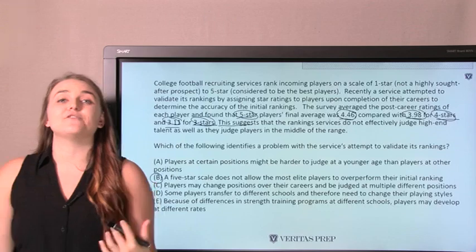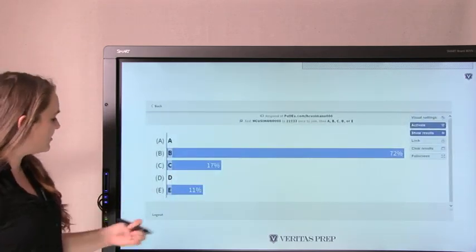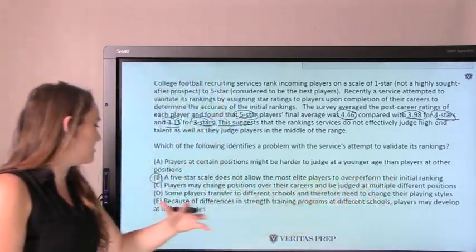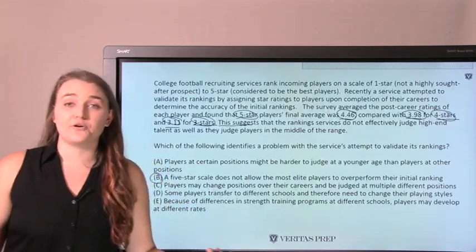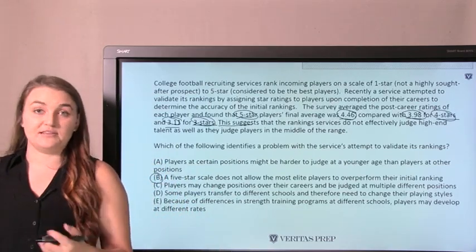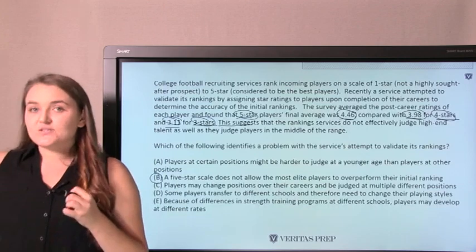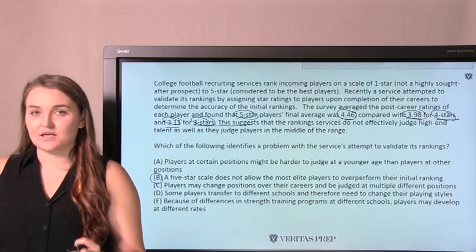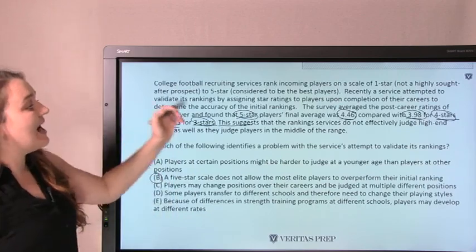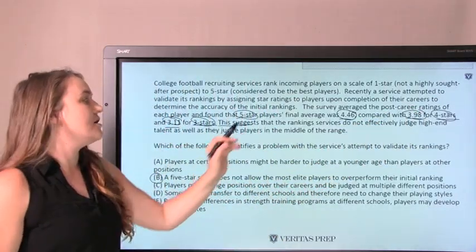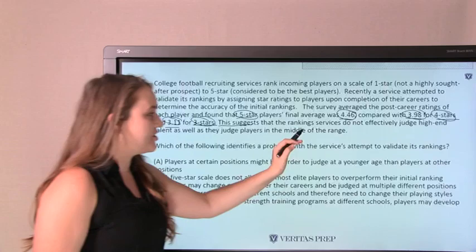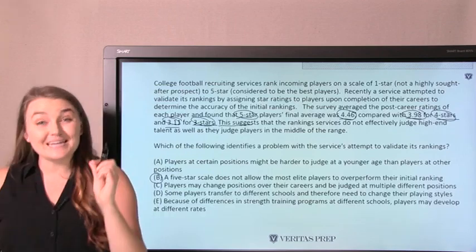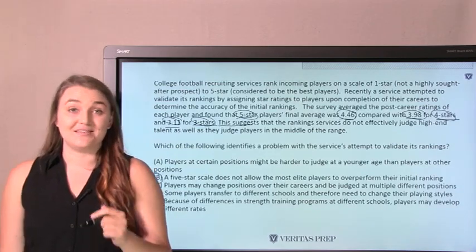For those of you who chose different answer choices along the way, we had several folks with C, a couple of folks with E. Players may change positions and be judged at multiple positions, or because of differences in strength training programs, they may move differently, right? Their level may change. It addresses why the service may not be accurate as a whole. It does not address the potential gap between saying, because we're closer to our rankings for 4 and 3 stars, the ranking services do not effectively judge high-end talent as well as they do those in the middle of the range. So we need to make sure we're answering the question that's being asked.